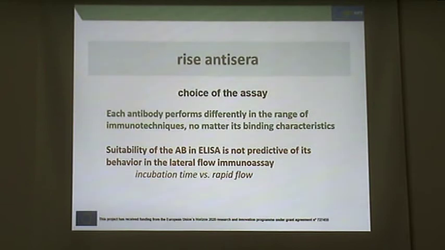This is just a consideration: once we have the antibodies and they pass the first checkpoint, which is the specificity and the affinity, the application of the antibodies to the different immunotechniques has to be proven. It cannot be predicted. If an antibody works in ELISA, that doesn't mean that it would work in other immunoassays.